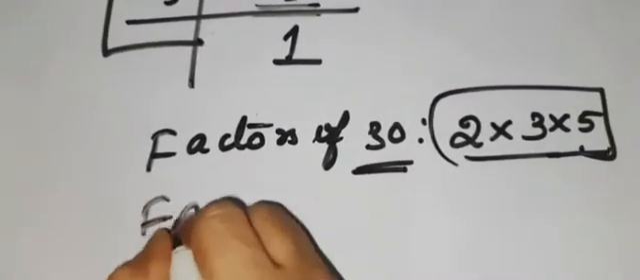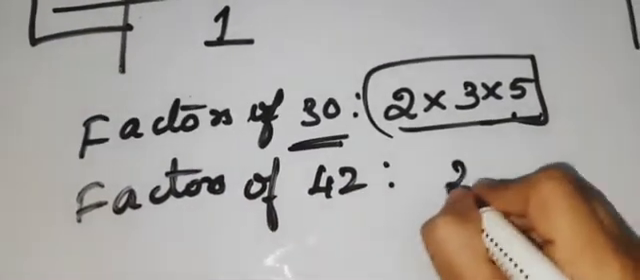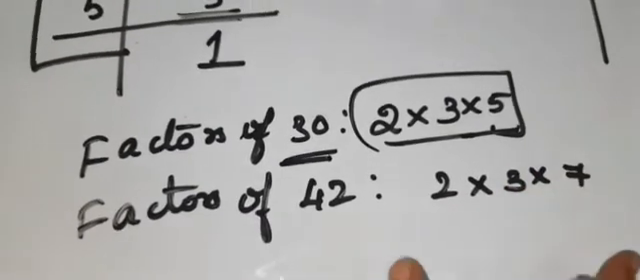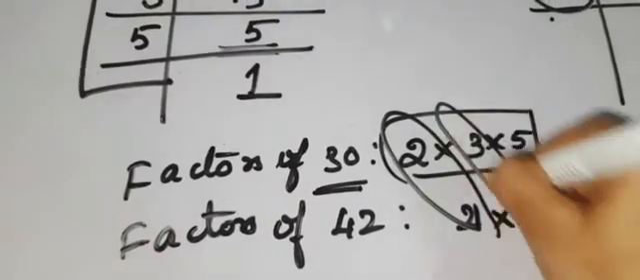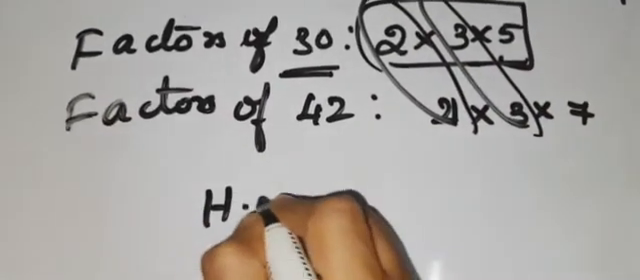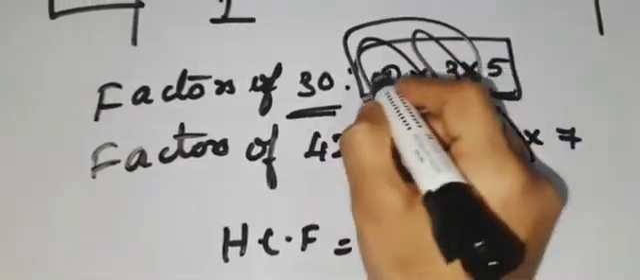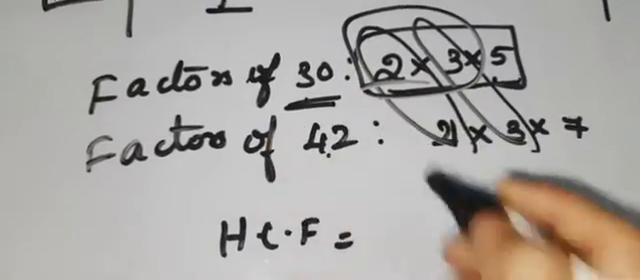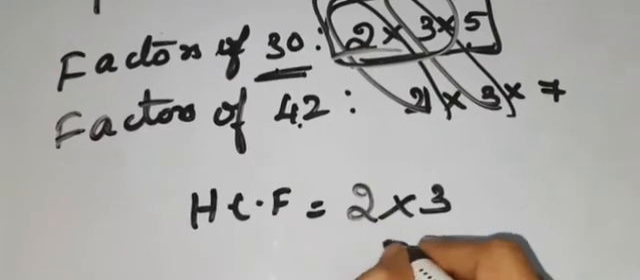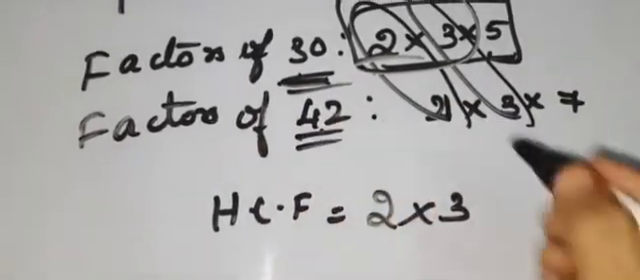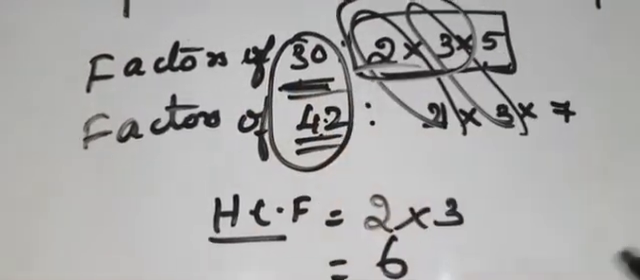Now we are going to write the factors of 42. Then we are going to circle the highest common factors of them. So 2 is common and 3 is common. How are we going to find the HCF, students? We are going to find it by multiplying the common factors of 30 and 42. So 2 and 3 are the common factors of 30 and 42. 2 into 3 is 6. So the HCF of 30 and 42 is 6.